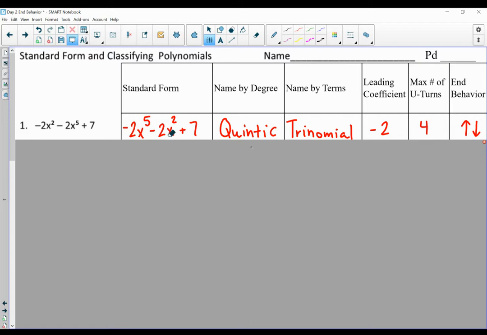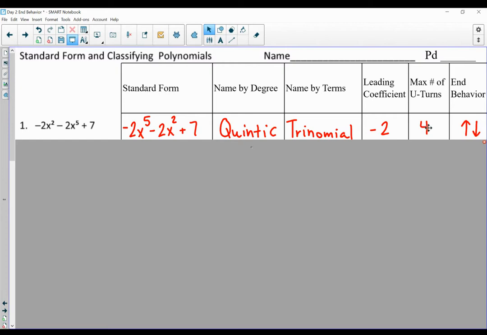And then I just count the number of terms. I have negative 2x to the fifth, negative 2x squared, and 7. So that is 3 separate terms. So therefore, it is a trinomial. Then the leading coefficient is the number in front of the variable with the highest exponent. So therefore, it is the negative 2. And when it's in standard form, it's easy to see because it's the first number there.